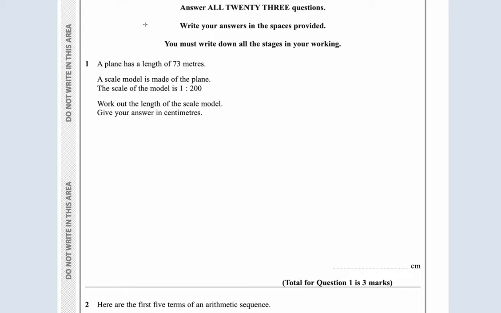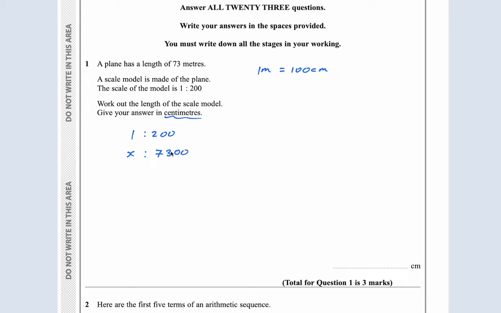So we have a plane, it has a length of 73 meters and we have a scale model at the scale 1 to 200. And the real plane is 7300, so we need to find out, let's call this x. 1 to 200 is the same as something to 7300, because careful guys, it says give your answer in centimeters. So 1 meter is 100 centimeters, so 73 meters is 7300 centimeters. So 1 to this is the same as what to 7300.